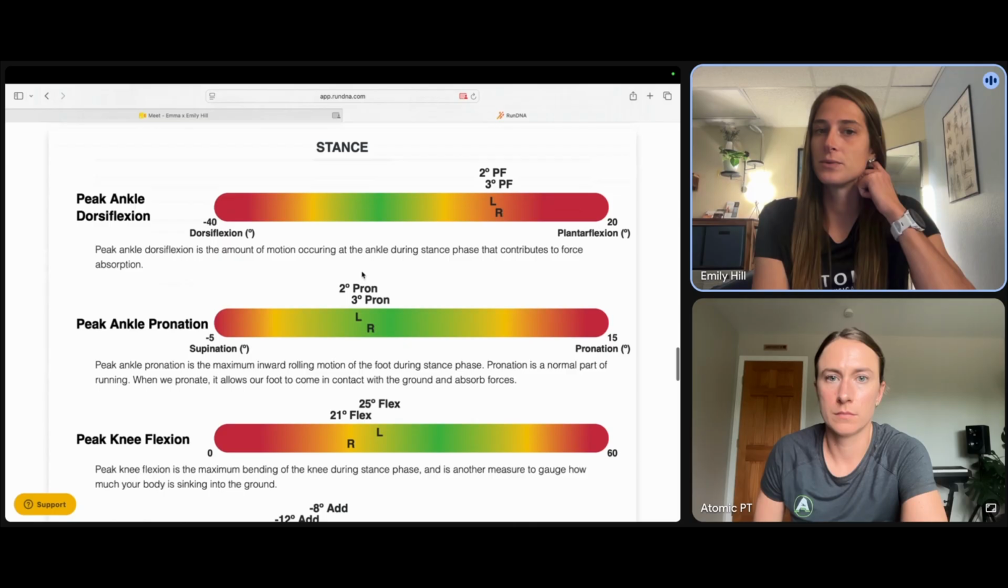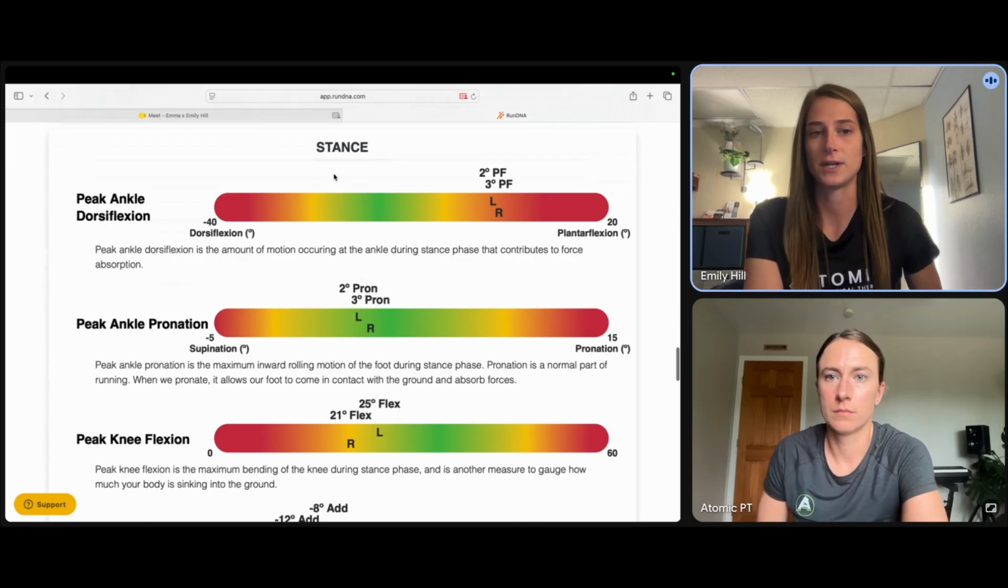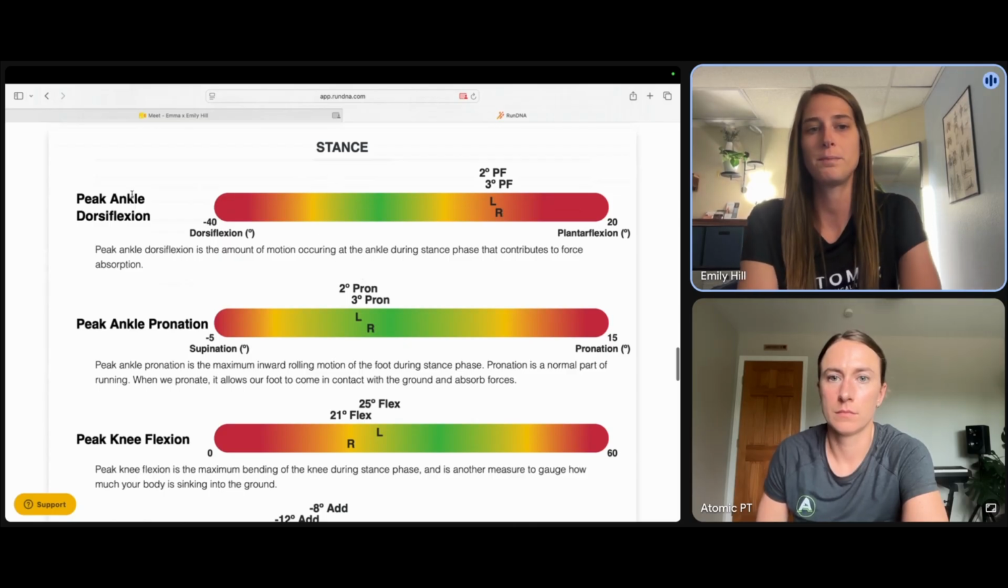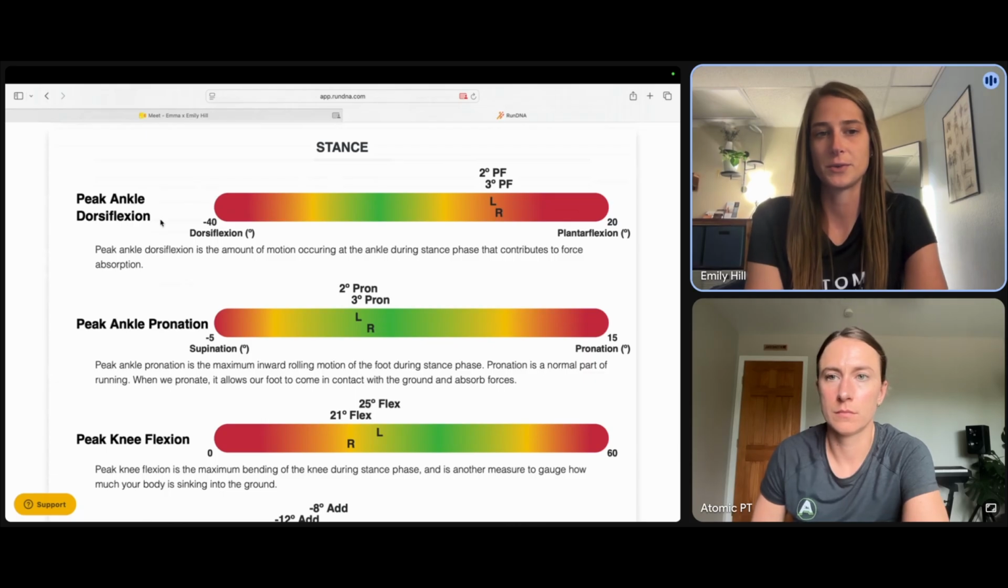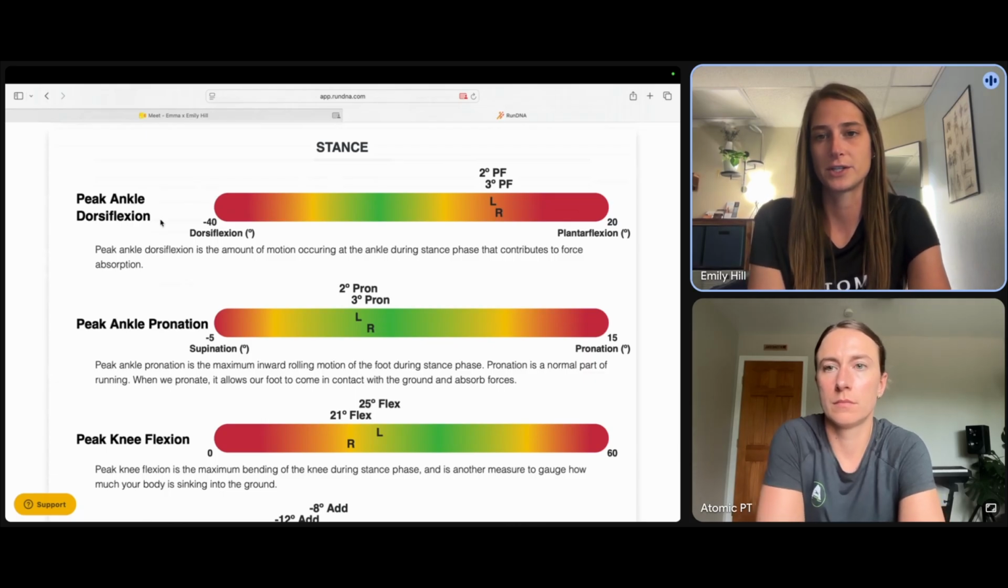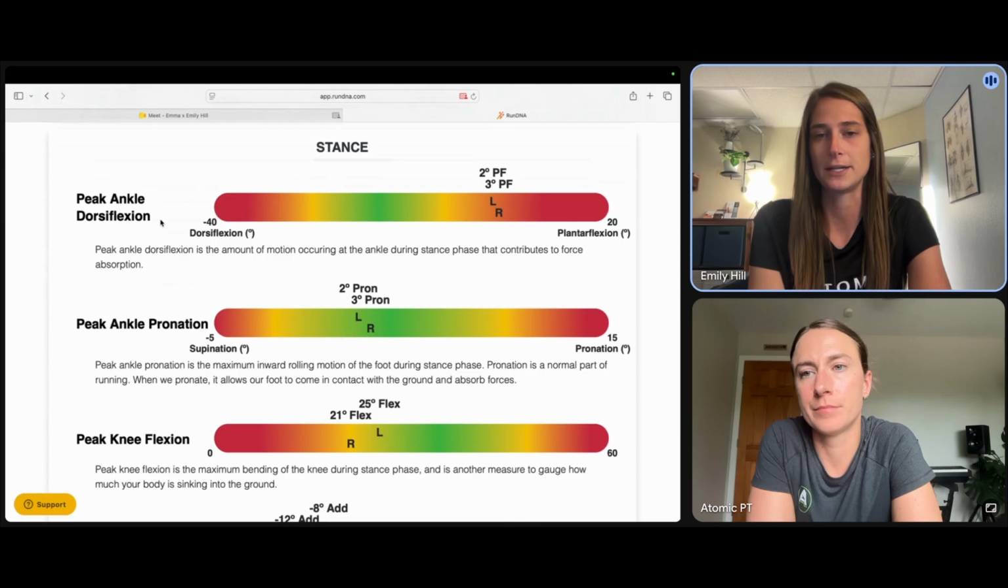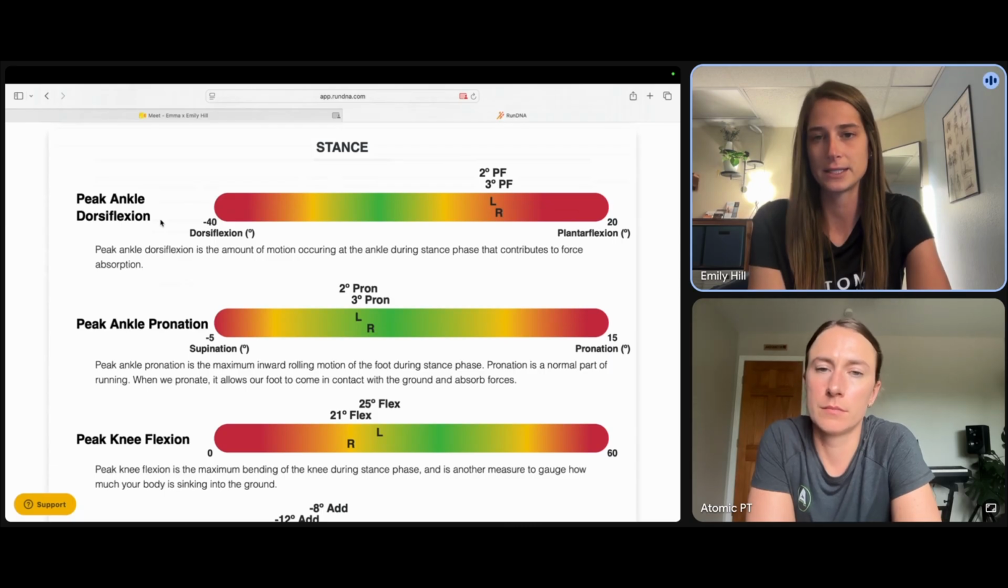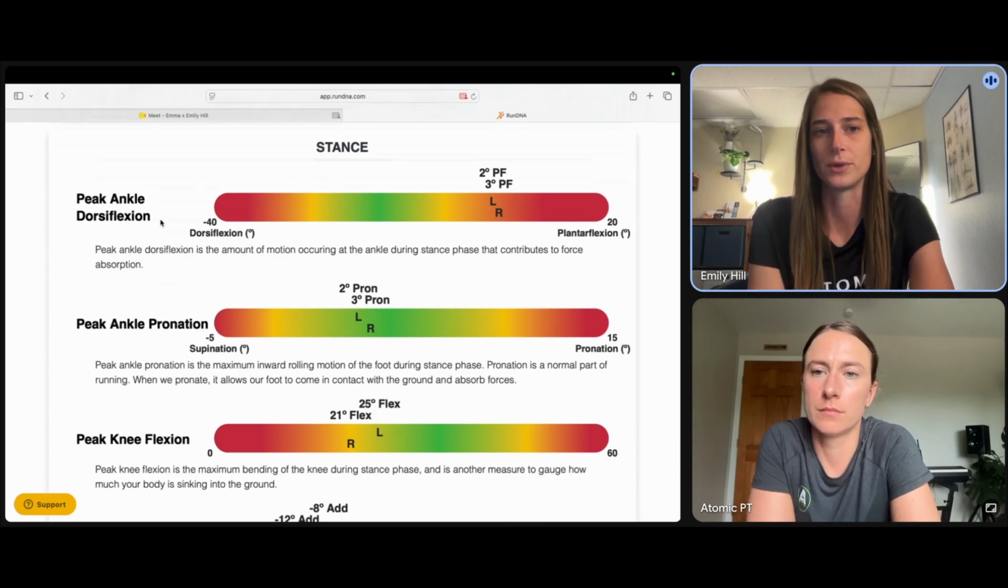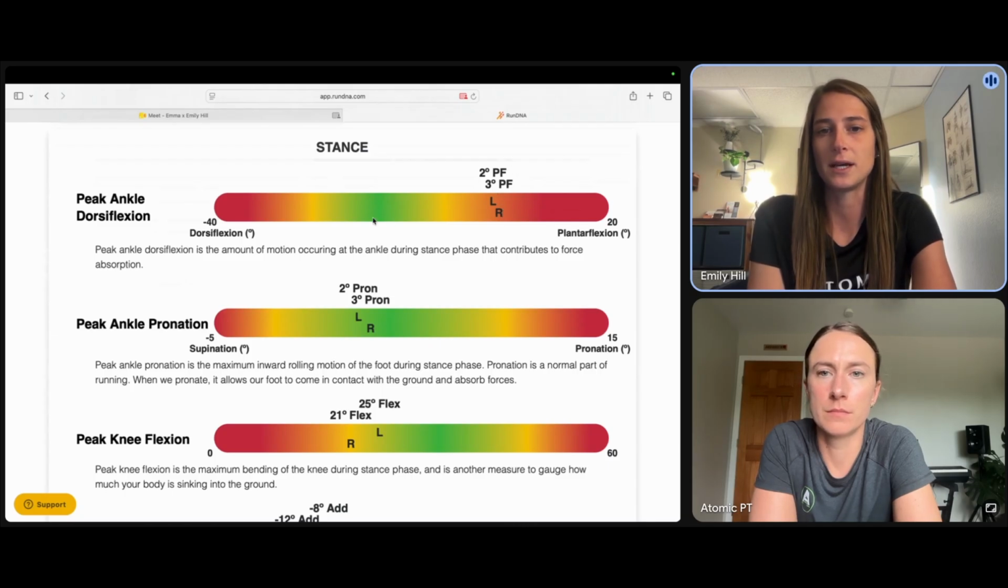Okay. The next one we're going to look at is during her stance phases. So thinking about peak ankle dorsiflexion, that's going to be the maximum amount of ankle dorsiflexion that you'll have while you're standing on that leg. So kind of when you're in that mid stance phase, when you're supporting all of your weight through that ankle. So here she's pretty limited actually on both. So we have about 3 degrees on the right and 2 degrees on the left. Ideally, we want it to be a little bit higher than that.